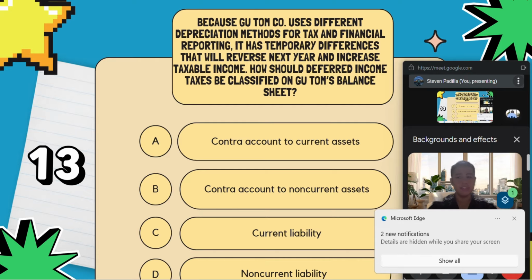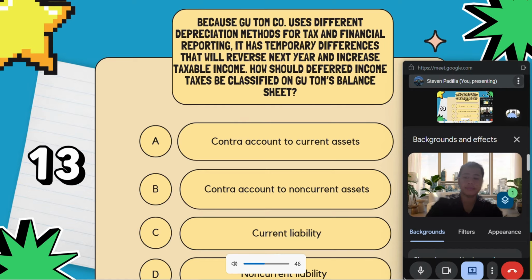For number 13, because the timing differences from using different depreciation methods will reverse in future periods and increase taxable income, the resulting deferred income taxes represent future tax obligations and therefore are classified as a non-current liability, making number 13 the answer letter D. It is a non-current liability. So next, let's proceed to number 14.